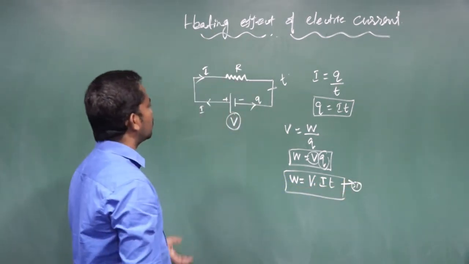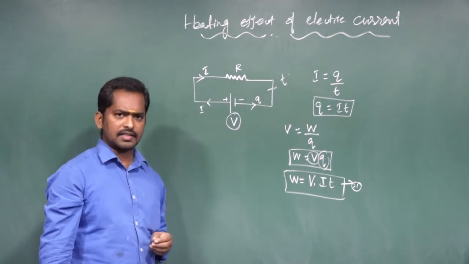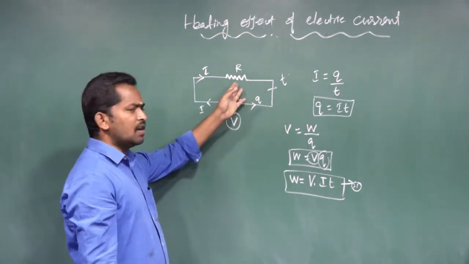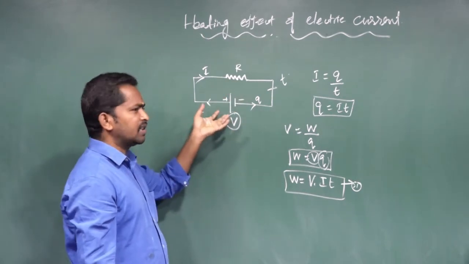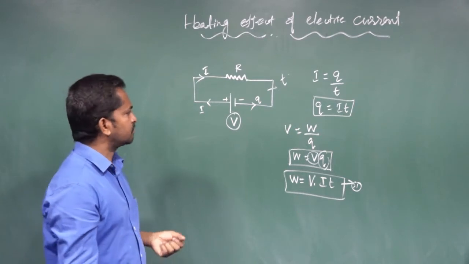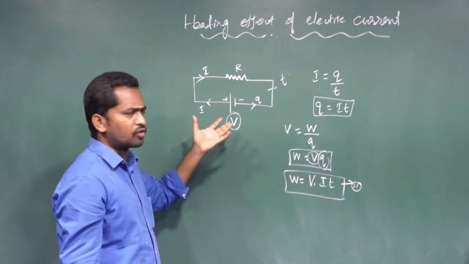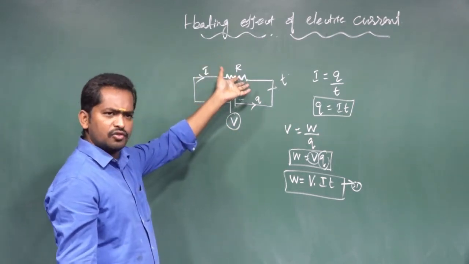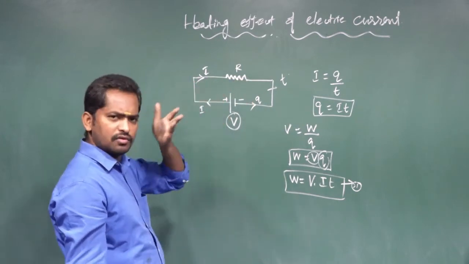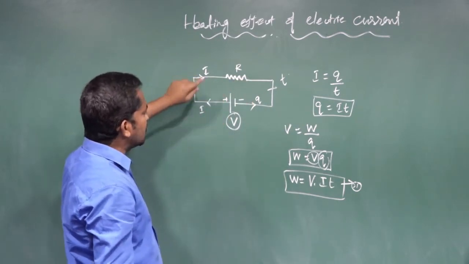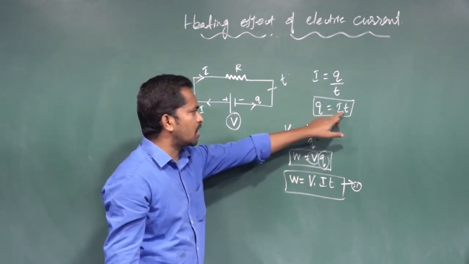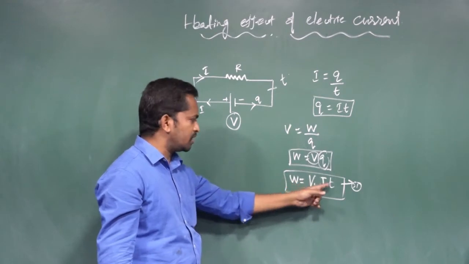When electric current flows through the conductor or resistance, energy is dissipated in the form of heat energy. This is called the heating effect of electric current, or Joule's law of heating, named after Joule. That's why it's called Joule's law of heating. See, V is equal to work done divided by charge, Q is equal to I into T, so work done is equal to V I T.